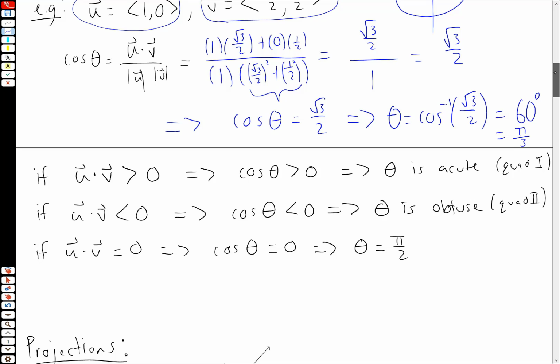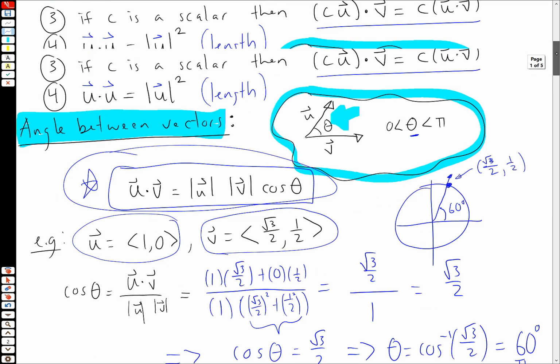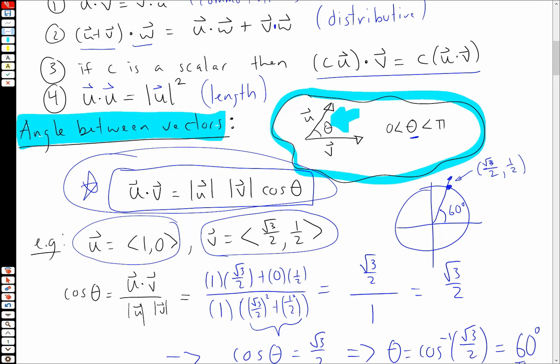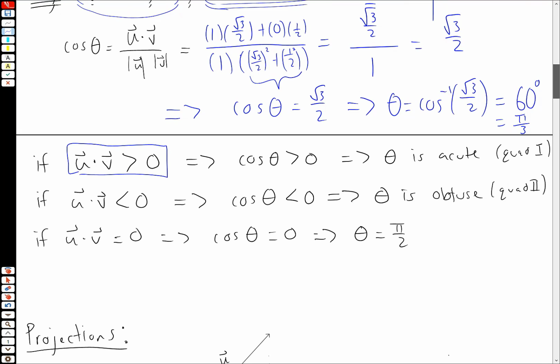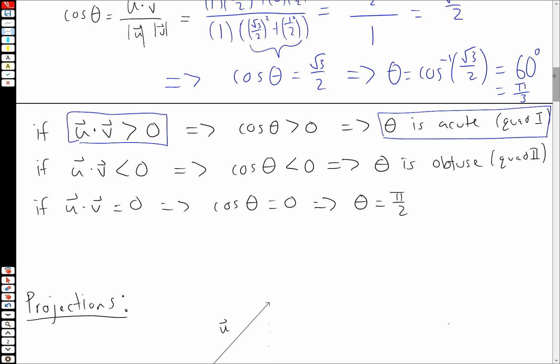we notice a couple of things. If the dot product is positive, which would make this equation positive, that means that cosine has to be positive. Now, when is cosine positive? Well, cosine's only positive in the first quadrant. So if the dot product is positive, that means that the angle between them is acute. So we have that picture that I drew earlier.